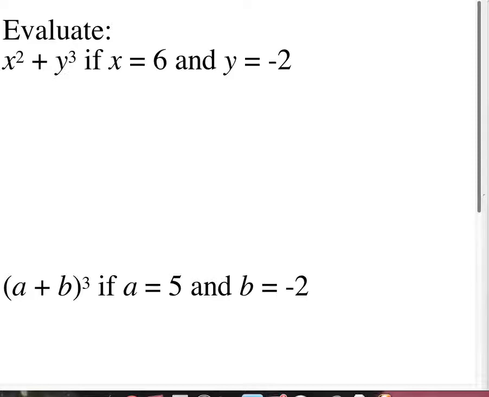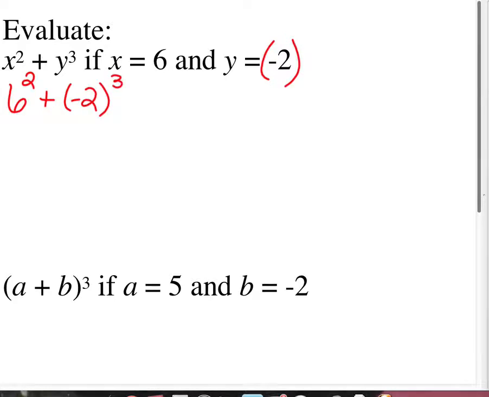Here we go. X squared plus y to the third power. What is x? X is 6. So I'm going to rewrite the expression, and instead of the x, I'm going to put a 6. It has an exponent of 2. Plus y. Y is negative 2. Why am I putting that in parentheses? Because it's a negative. And it gets an exponent of 3.